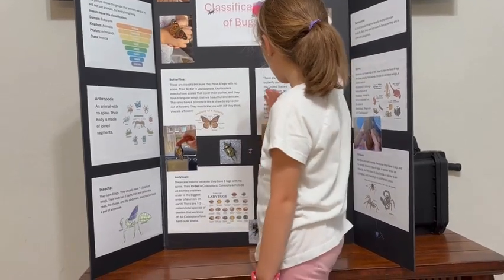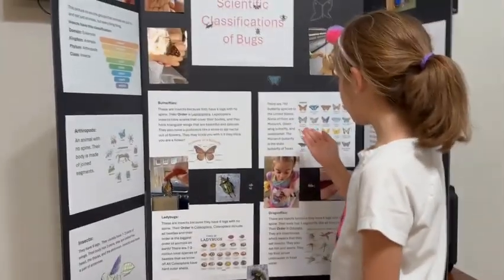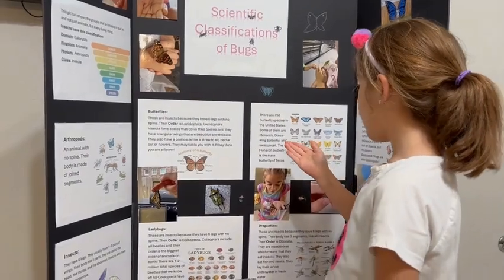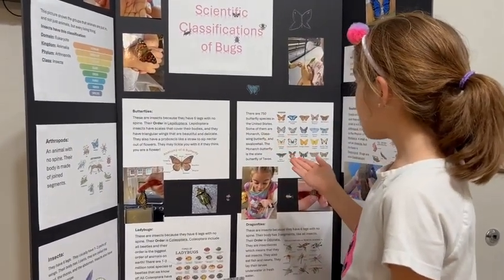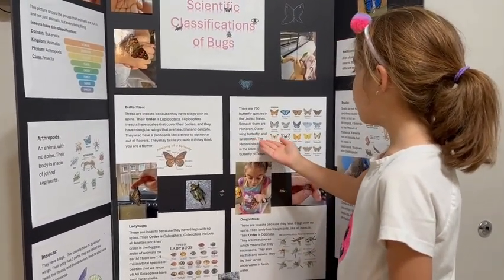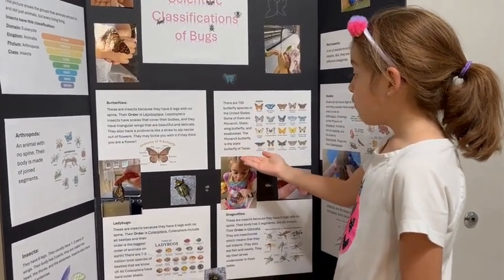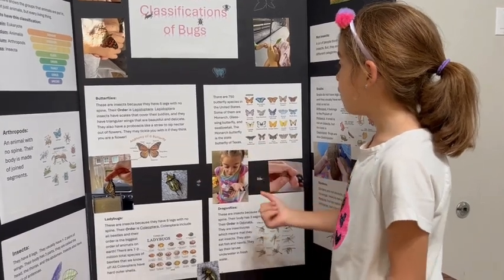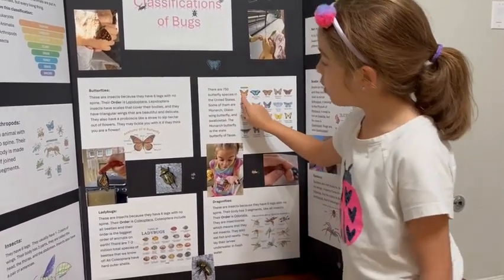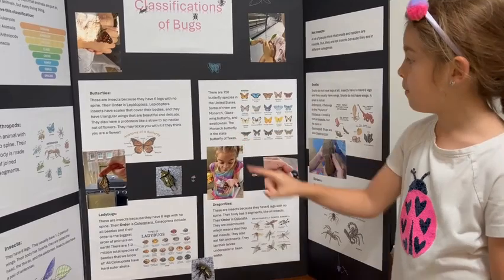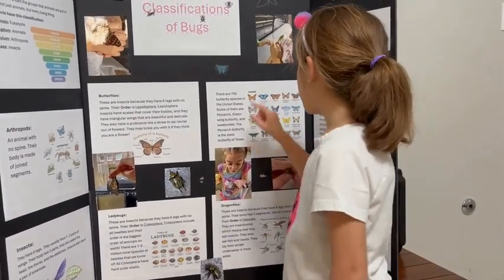Did you know there are 750 butterfly species in the United States? Some of them are monarch, glasswing butterfly, and swallowtail. The monarch butterfly is the state butterfly of Texas. This is a monarch right there with the green box above it, which says state butterfly.